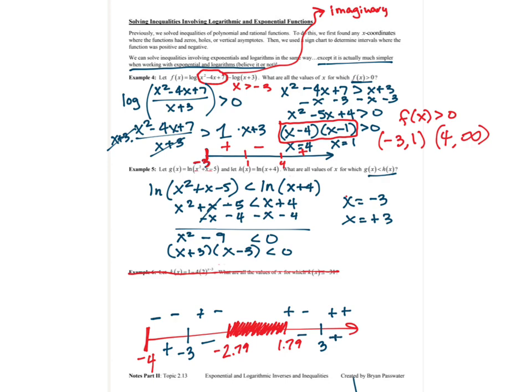So our intervals on which G of X is less than H of X. Now, what we just found is where the difference is less than 0. So let's look at that. G of X minus H of X is less than 0. We need to find intervals where this is negative. That's going to be where G of X is less than H of X. Negative 3 to negative 2.79. Or, not and, because it doesn't fit in both places. Or what else?